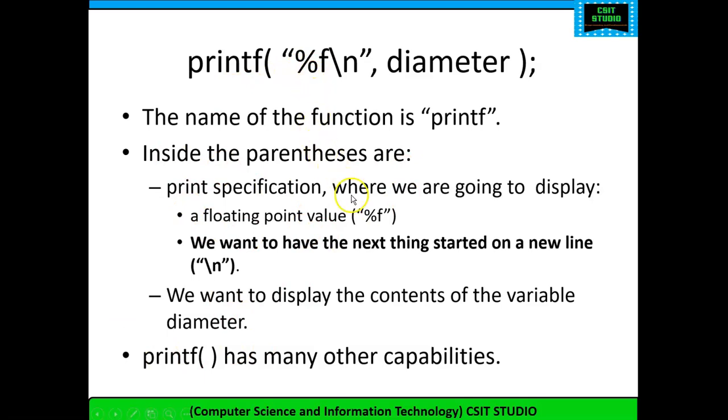And this %f here denotes that we will be displaying a floating point value, and this \n will just display a new line, that is the next value will be displayed after this value. It will be on next line, not just after this value. Printf has many other capabilities, we'll see in subsequent slides.